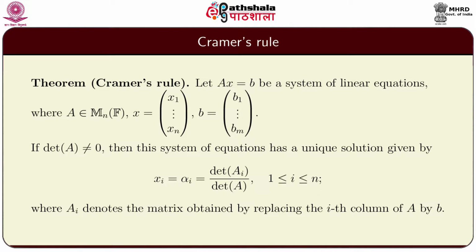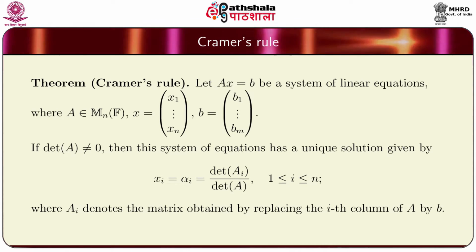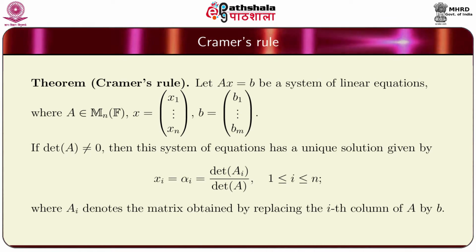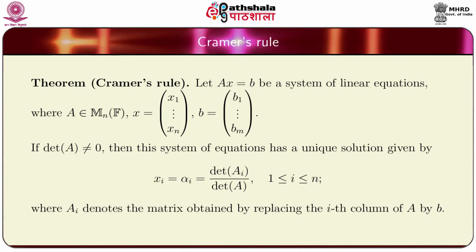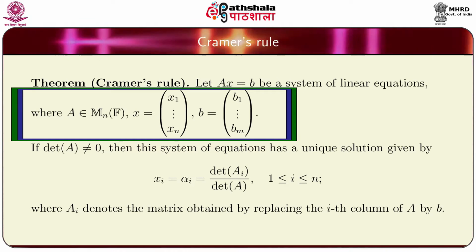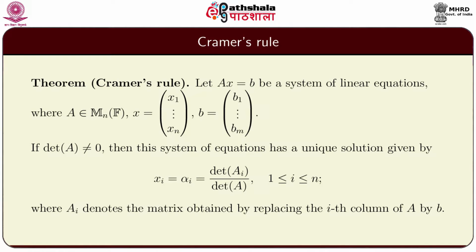Let us now talk about Cramer's rule. This is extremely useful when we are trying to compute a solution of a system of linear equations. So, the assumption is A is an n cross n matrix over F. Ax equal to B is a system of linear equations. X stands for the column matrix x_1, x_2 and so on up to x_n, the unknowns, and B is the column matrix b_1, b_2 and so on up to b_n.